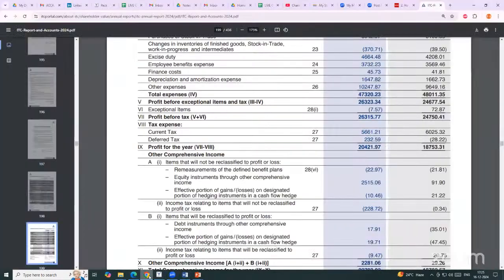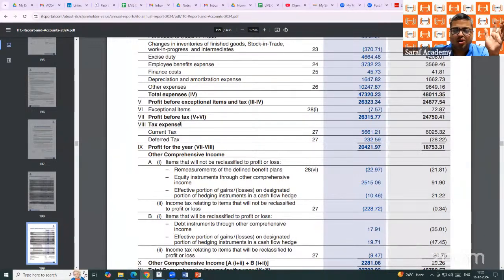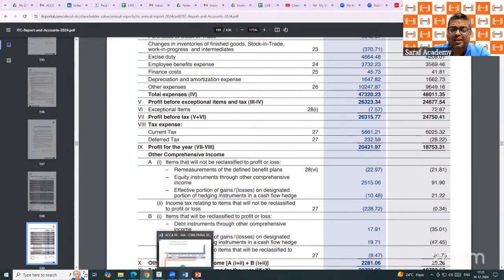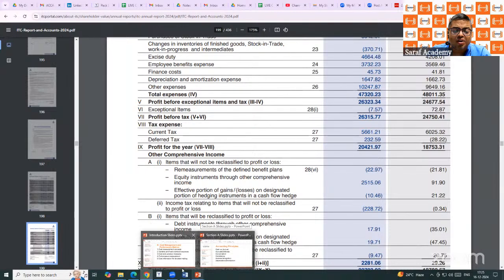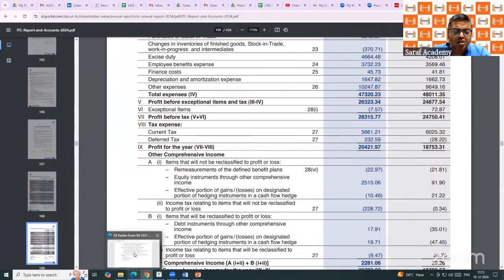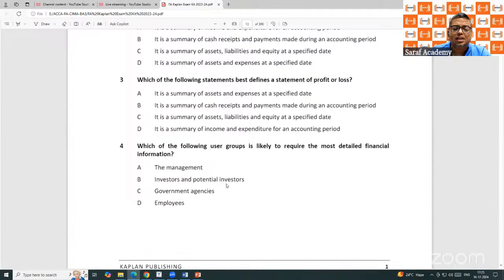Suppose you are a shareholder of ITC. This is the information you get. This is not detailed, even though it is 436 pages. You are not going into the breakup of employee benefits, who the employees are, what they are doing and all that. The detailed information is not available to the general public, sir. Investors and potential investors will never get detailed information. Government agencies will never get detailed information. Employees will never get detailed information. Only management will get detailed information.